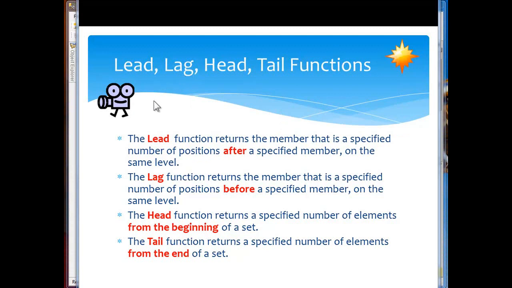The lead function returns the member, a specified number of positions after a specified member on the same level. Lag is the reverse. Returns the member before on the same level. The head function returns a specified number of elements, 3, 4, 5, 6, 7, from the beginning of a set. Head is commonly used with the order function as we'll use it. Tail is the reverse. You know, tail shows me the dogs. Returns a specified number of elements from the end of the set.